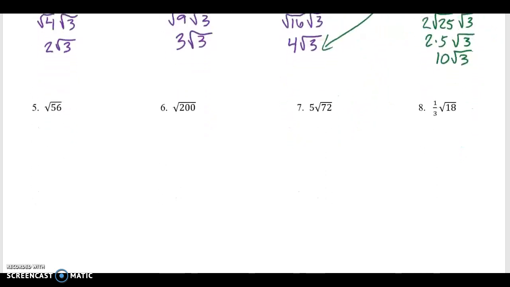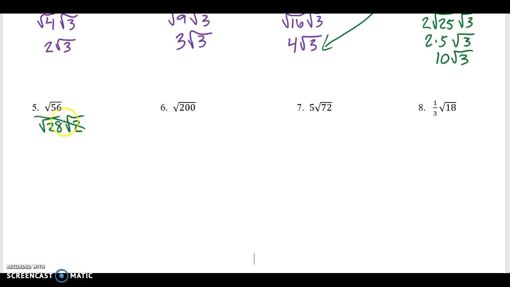Okay, square root of 56. So this one you're thinking, oh, I don't know. We could do the square root of 28 and 2. But neither one of those are perfect square factors, so that isn't going to help us. You always want to be able to divide by something that is a perfect square factor.